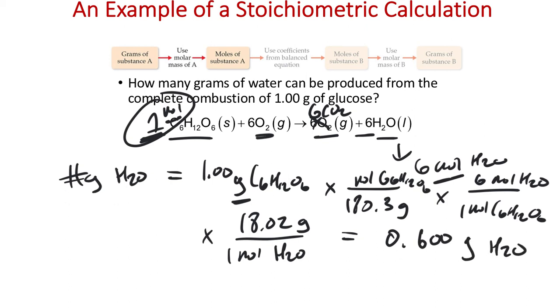And let's look at how our units converted. We have grams converted to moles, moles converted to moles of water converted to grams of water. So grams to moles, and then moles to grams on the end of our product. So if we have 1 gram of glucose that reacts and completely combusts, we would get the formation of 0.600 grams of water.